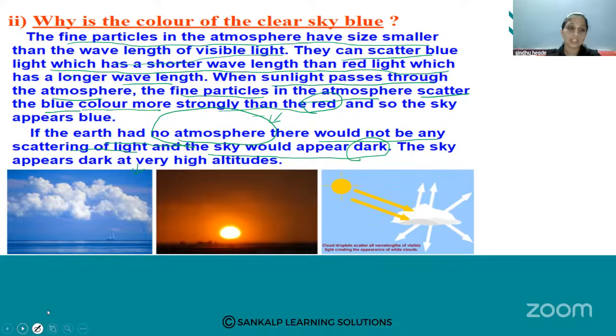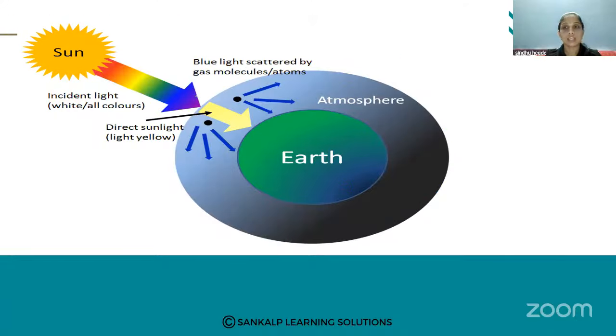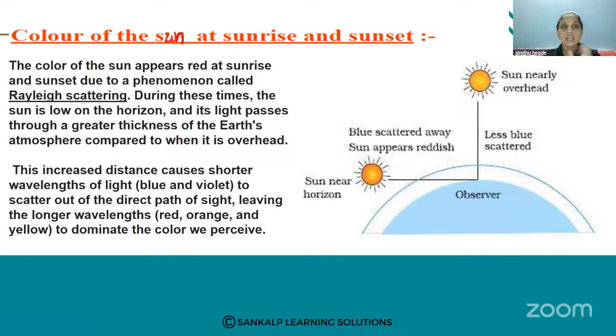This is all about the concept. See, this picture explains the same thing. Sunlight comes and hits the atmosphere, and the particles present in our atmosphere scatter this light. Okay, finally it comes to the earth's surface. Next one is the color of the sun at sunrise and sunset.